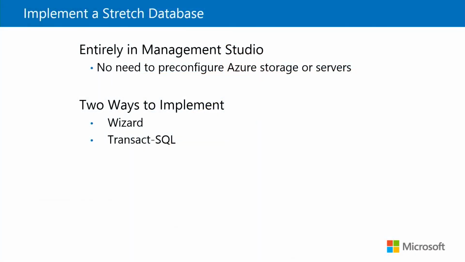So after we've evaluated a database through the Data Migration Assistant, we know that we can stretch this database out to the cloud. We can do the entire process using the SQL Server Management Studio. So we don't have to do anything in Azure ahead of time other than set up an Azure SQL database. All right, so that has to be done. But once we have that set up, we can actually then run the Stretch Database Wizard from the SQL Management Studio, and that will walk us through the process of connecting to the Azure environment and storing part of our database out in our Azure SQL database.